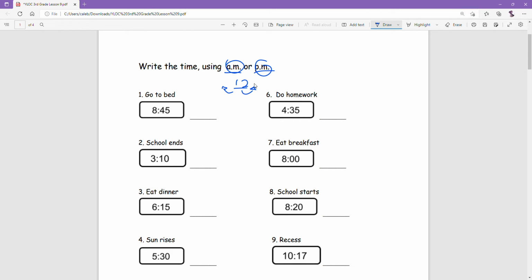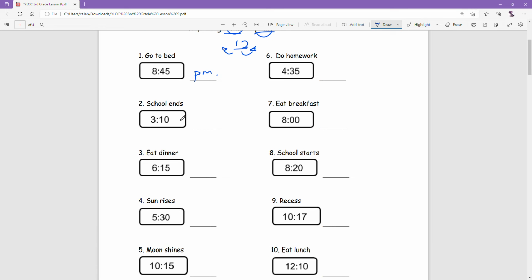So go to bed at 8:45. People usually go to bed at night time, so it'd be PM, because you wouldn't go to bed that early in the morning because you have to wake up and go to school and things like that.